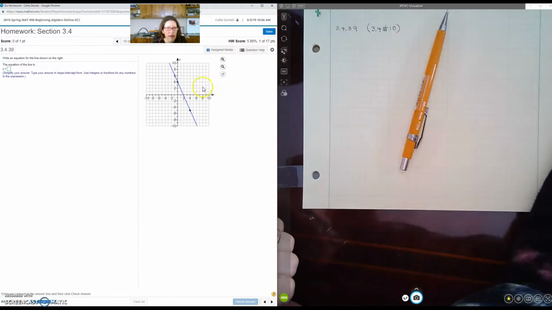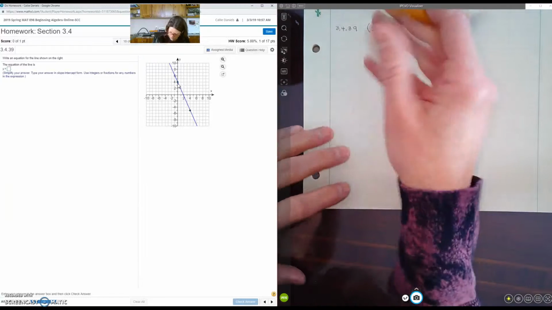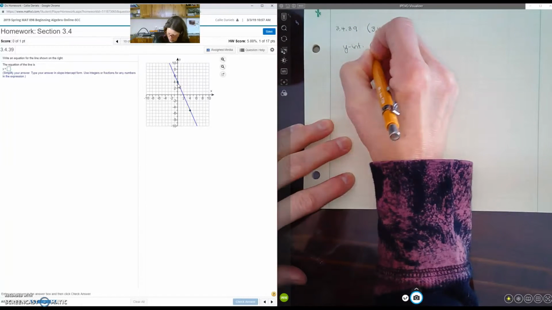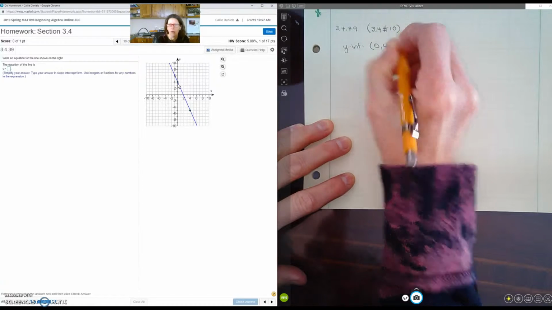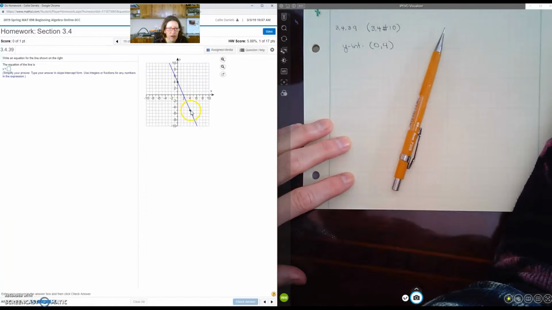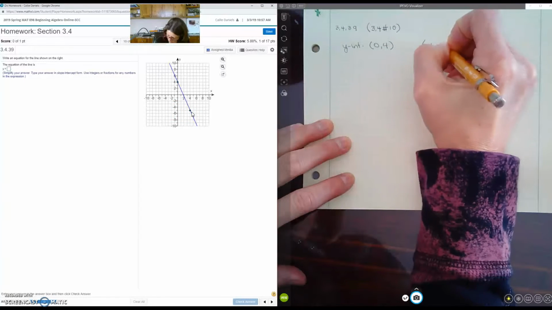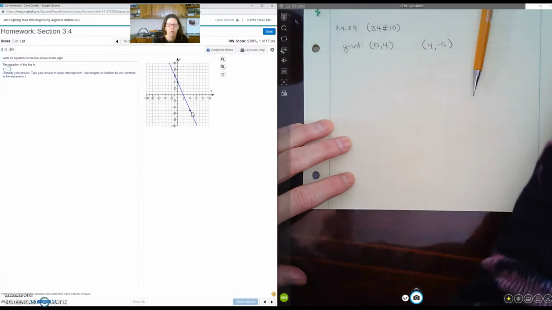We see that there is a point here on the y-axis at 0, 4. And that tells us that the y-intercept is 0, 4. And then we see another point down here, and it appears that its coordinates are x equal 4 and y equal -5. So there's another point at 4, -5.